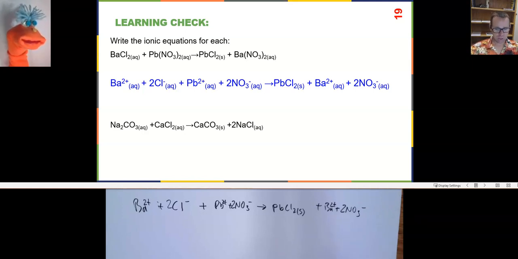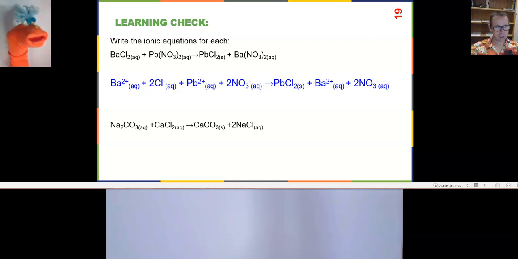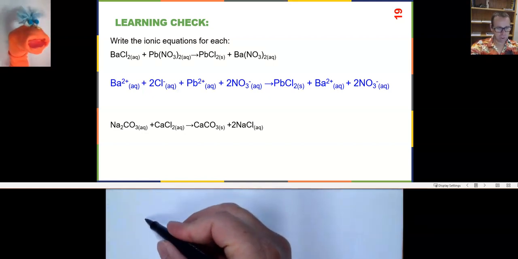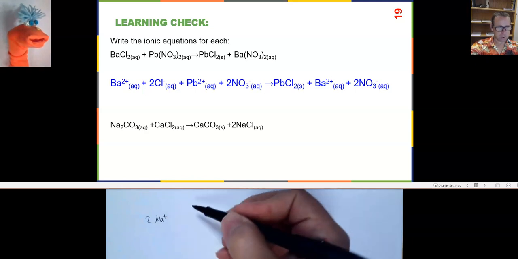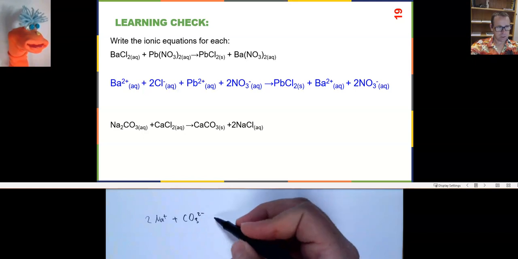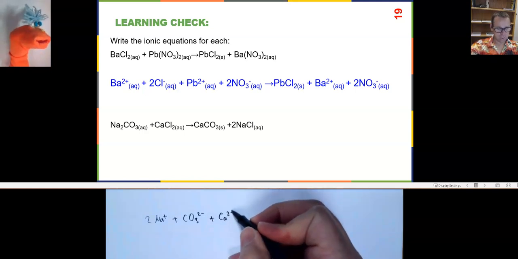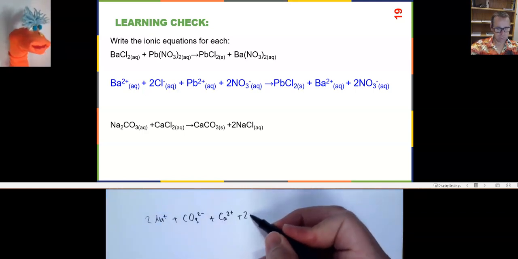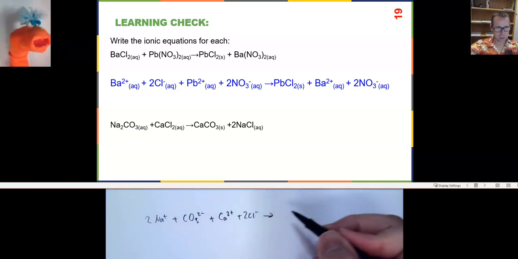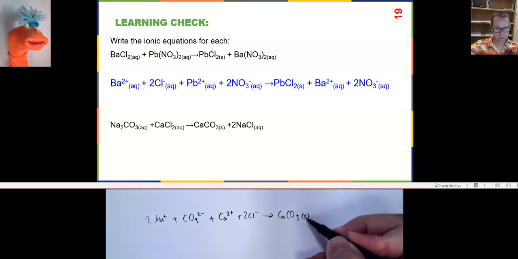All right, do the next one here, Fred. Everybody at home, take a stab at it, and Fred will tell us how to do it. Okay, ready? Yeah, I got it. So this time I got two sodiums with a plus one charge. All right, two sodiums with a plus one charge. And then a carbonate with a minus two charge. Good. And then the calcium is a plus two charge. Calcium is a two plus charge. Two chloride ions. And then the calcium carbonate doesn't break up. All right, it doesn't dissociate. It's a solid. We're given that.